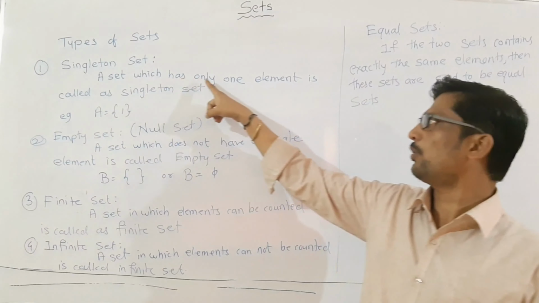So set C does not have any element, isn't it? Why? Because this is not an element of natural numbers. So I can say, therefore, set C is an empty set. Fine.